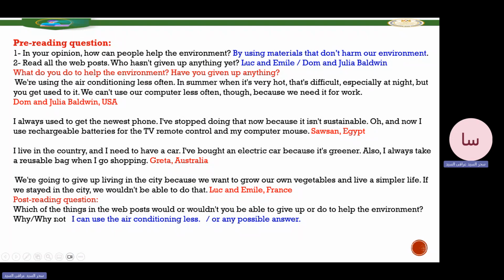What about the answer to these questions? Which of the things in the web post would or wouldn't you be able to give up or do to help the environment? Why and why not? Of course, you may have yes or no answers. For me, I can use the air conditioning less. What about you? What is your idea? What's your opinion about this? What can you do? Think of another answer. You can do a lot of things. Okay.